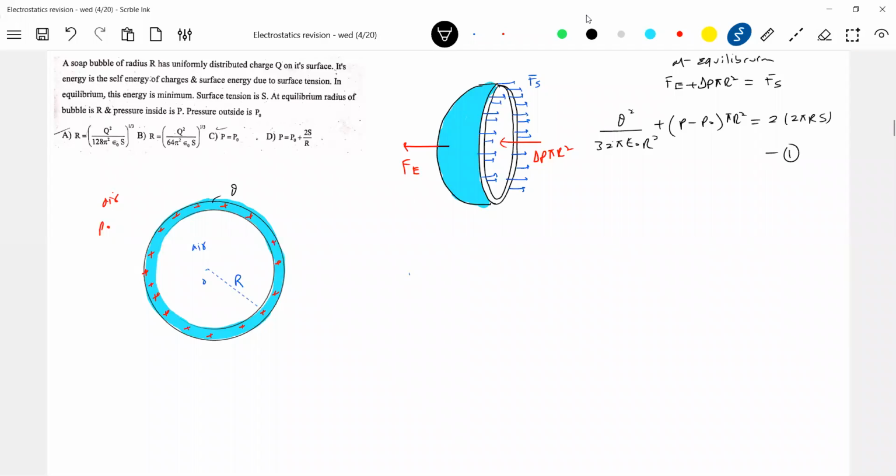Now what is the total energy? The total energy should be equal to energy due to electrostatic field and energy due to surface tension. Energy due to this is kq square by 2r. Energy due to surface tension is 2 into 4 pi r square into S. Do you agree with this formula? What is the surface energy? Surface energy should be surface tension times area.